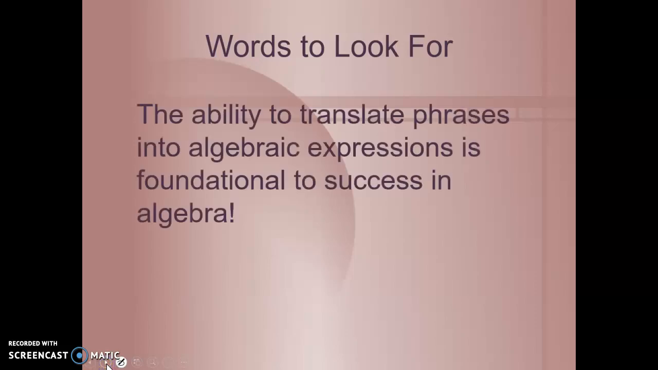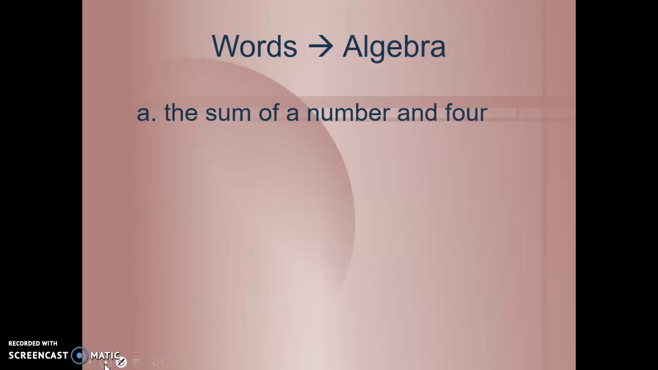Here are some words to look for as we're translating word problems into algebraic expressions and equations. The ability to translate English words and phrases into algebraic expressions is foundational to success in algebra. You must be able to do this well in order to advance through algebraic units. So let's say you see the sum of a number and 4. How would you write that as an algebraic expression? Well, sum tells us it's plus a number, that's our unknown value, so we can use a variable, and 4, that's our constant. It should look like this, n plus 4.